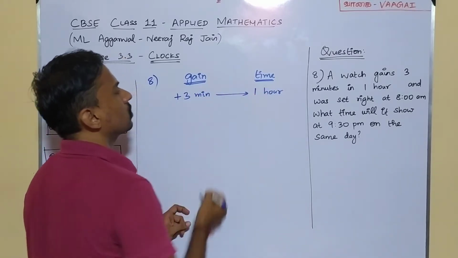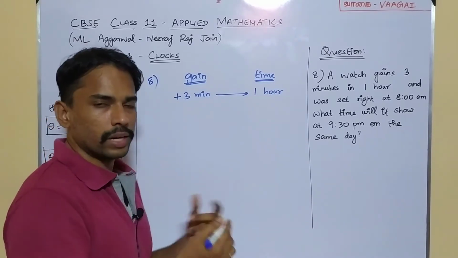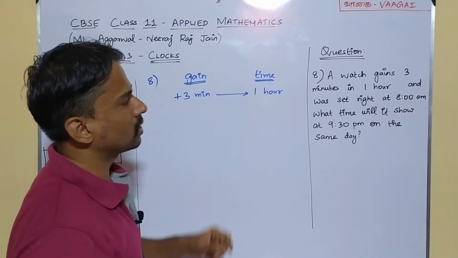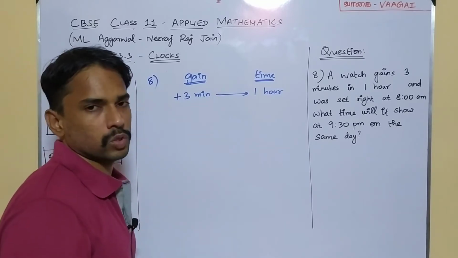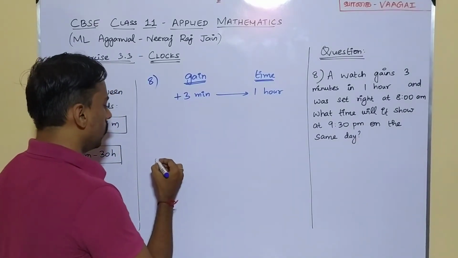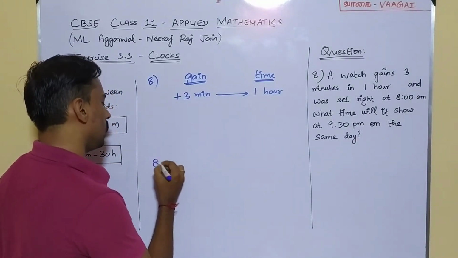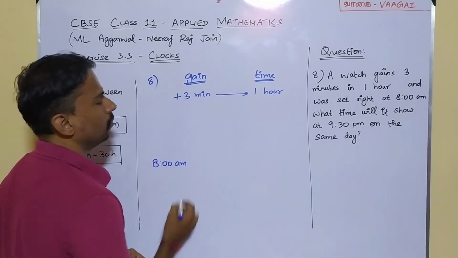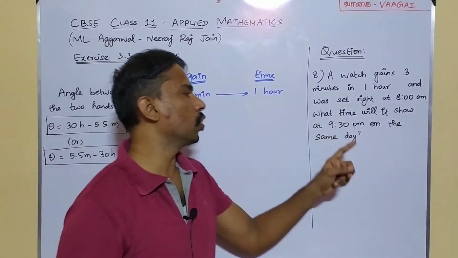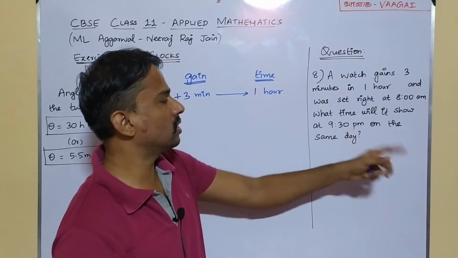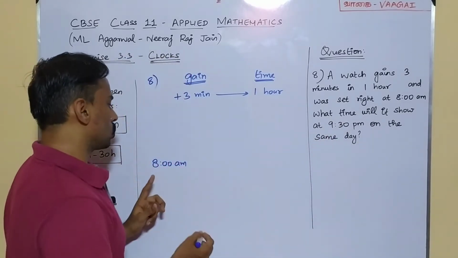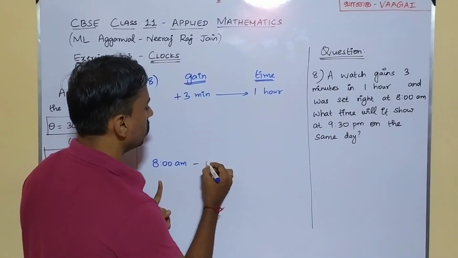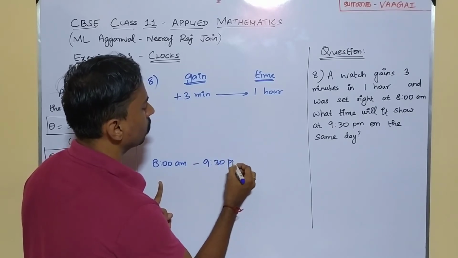So in every 1 hour it is going to gain 3 minutes, and it was set right at 8 a.m. So this is what is given. On Sunday it is set right at 8 a.m., morning 8 o'clock. And what time will it show at 9:30 p.m. on the same day? This is the question. So the same day we have to see what time it will show at 9:30 p.m.